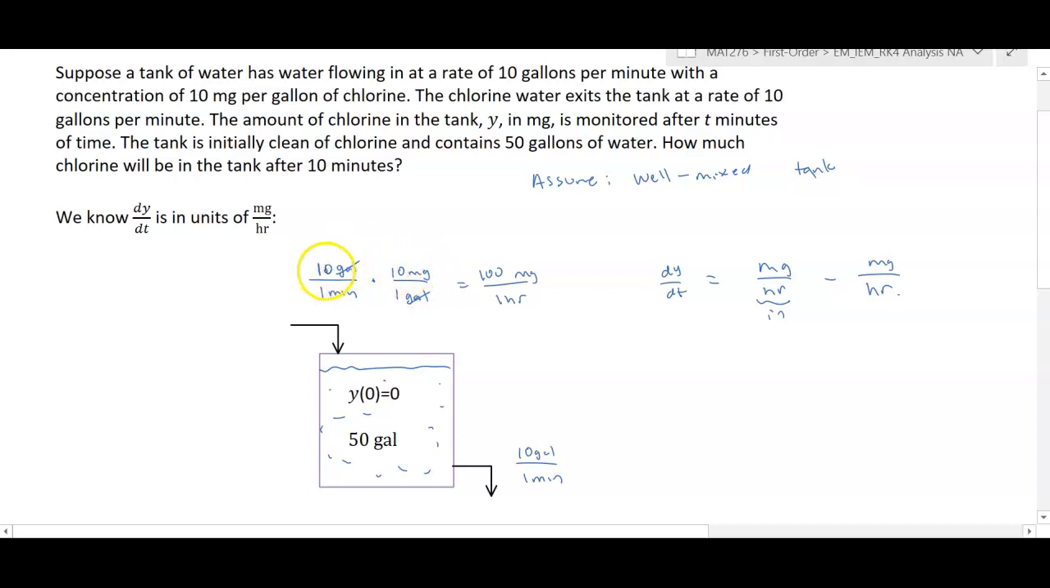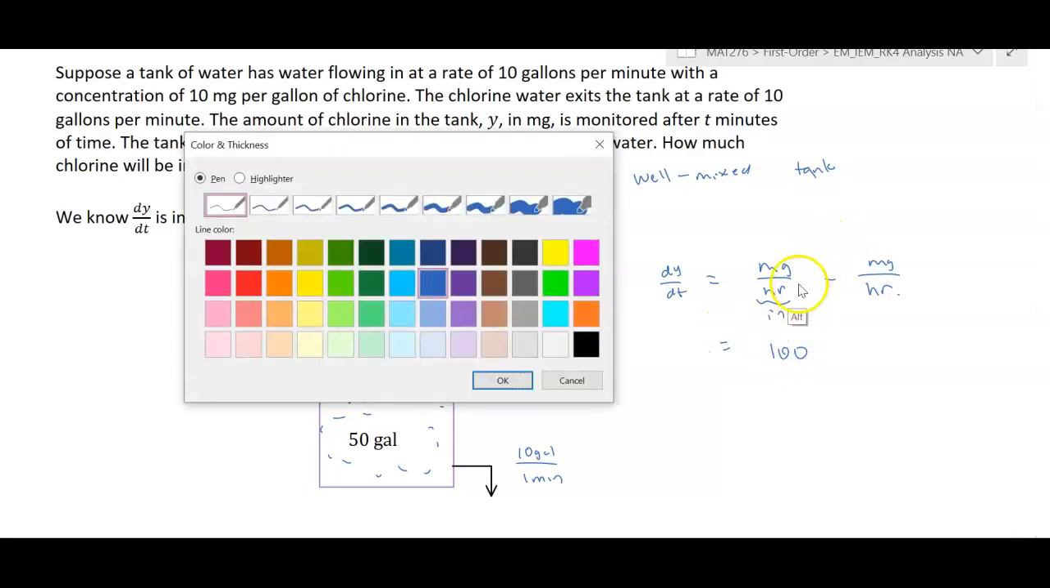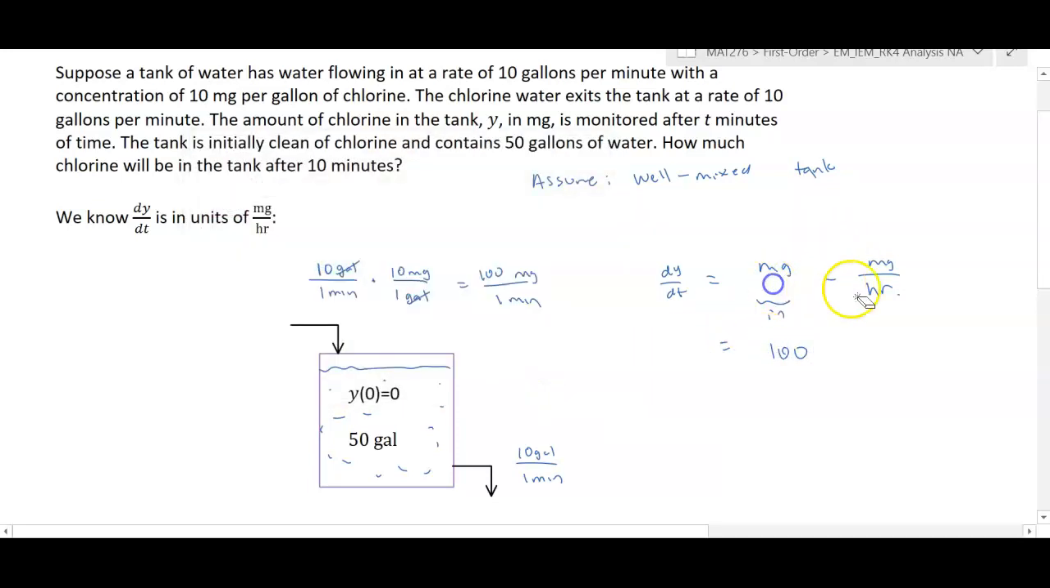So there's going to be 100 milligrams being pumped in each minute. Oops, I wrote hour here, but I meant to write minute. All right. With that said, we now need to think about what goes out, right? This is going to be 100, and I did hours here as well, excuse me. Hours, we should be in minutes. We could convert to hours, but why would we do that?